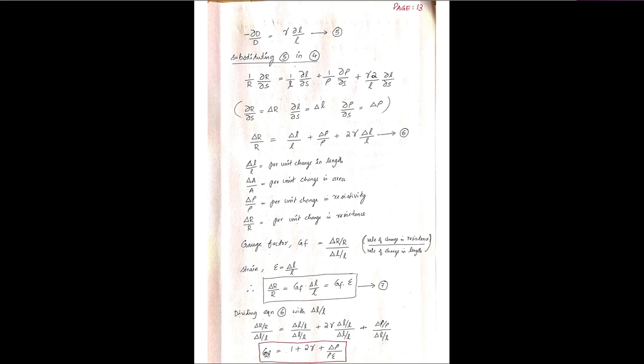This is a very important equation for a strain gauge. The gauge factor of a strain gauge is equal to 1 plus 2 nu plus delta rho by rho epsilon, where nu is the Poisson's ratio, delta rho is the change in resistivity of that conductor, rho is the resistivity of that conductor, epsilon is the strain that happened in that conductor, and GF is the gauge factor of the conductor. Okay.